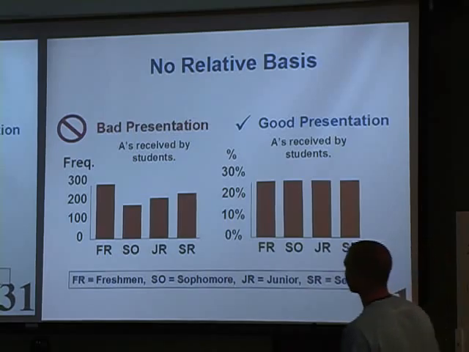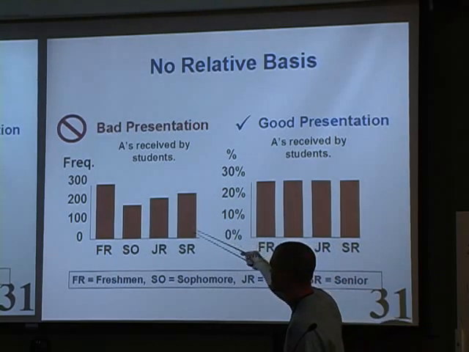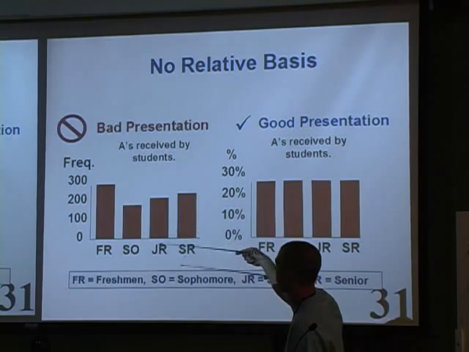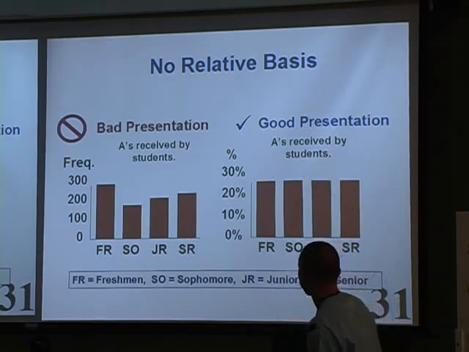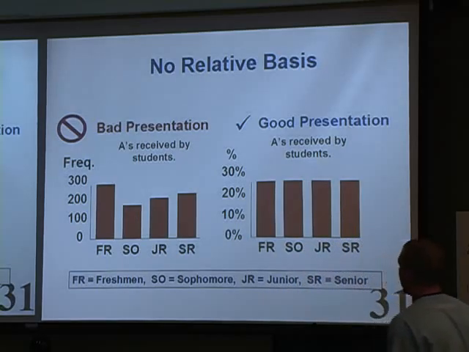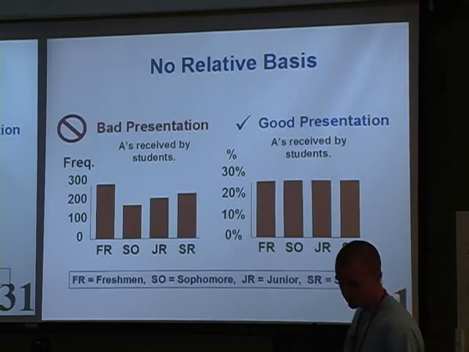So nothing wrong with the graph. It's just that this isn't the right information to convey, the frequency. You want to compare the relative frequency or the percentage. So the same number of people got A's relative to the total, right? So you don't want to mislead people that way.